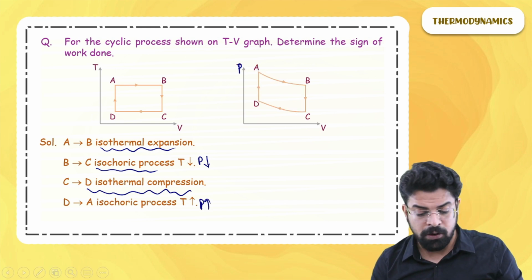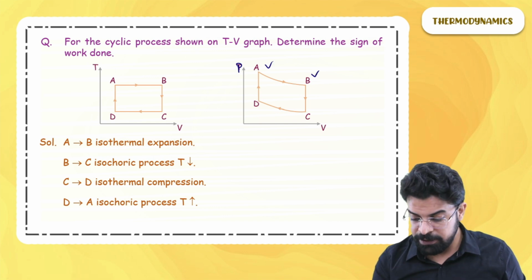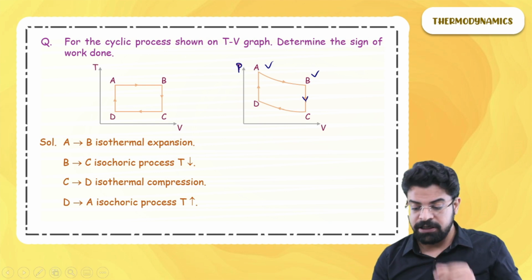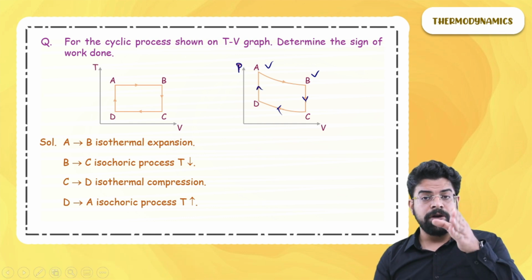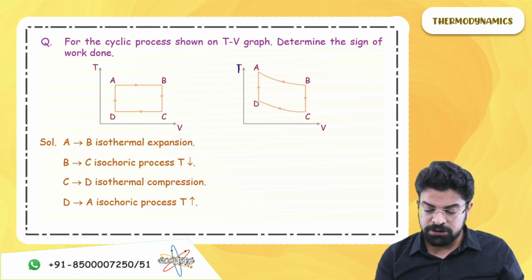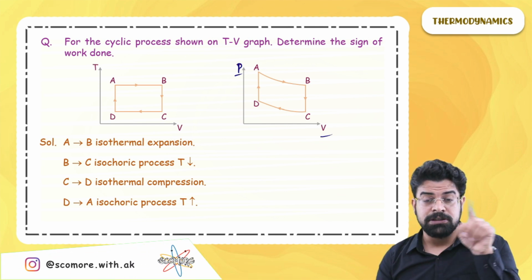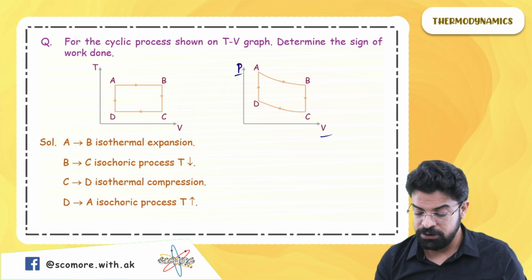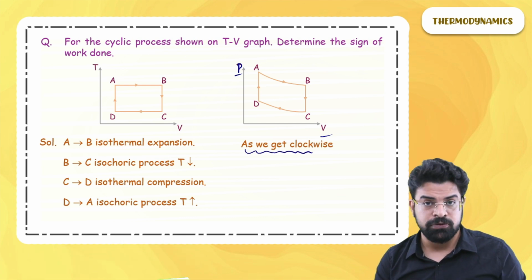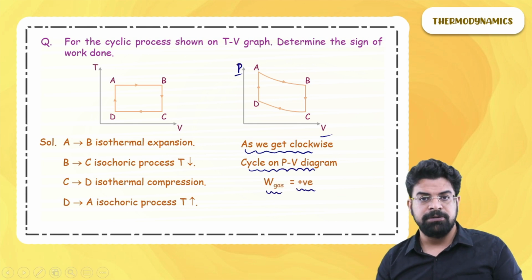So this is how the graph looks. A to B, isothermal expansion; B to C, isochoric process in which pressure decreases; C to D, isothermal compression; D to A, isochoric process in which the pressure increases. The question is, what will be the sign of work done? On the PV graph, you are getting a clockwise process. If you get a clockwise process on the PV graph, then the work done has to be positive. So the work done by the gas has to be positive. Keep this in mind.